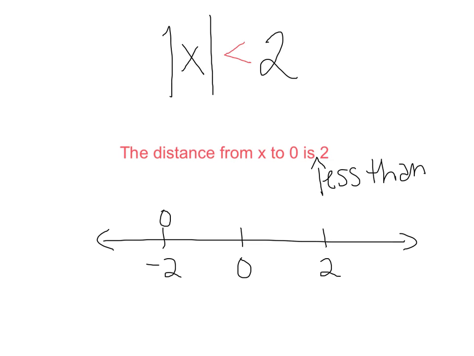And we would have an open circle. But the numbers that are less than 2 units from 0 is anywhere that's in between. For instance, we include the number 1 and negative 1, because 1 and negative 1 are 1 unit from 0, which is less than 2 units. If you look at it, it kind of reminds you of a compound inequality graph for an and.